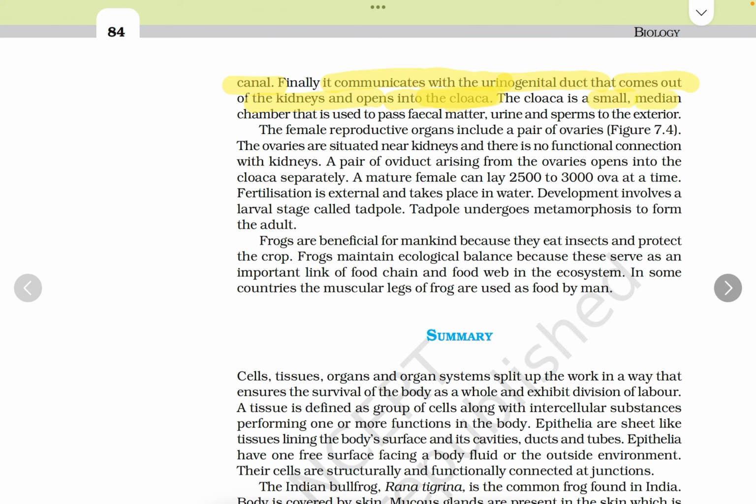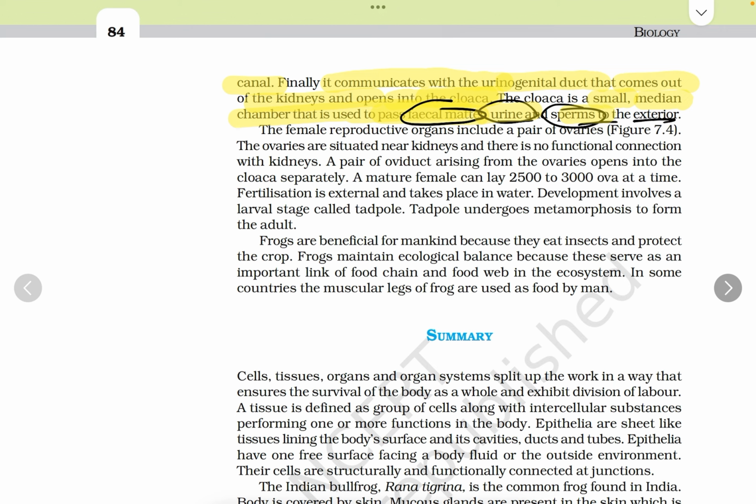The cloaca is a small median chamber that is used to pass fecal matter. So from the place where they pass the fecal matter, they also release the waste material, urine and sperms to the exterior. All these are passed from the same chamber. So they have fecal matter, urine and sperms passing to the exterior through the cloaca.